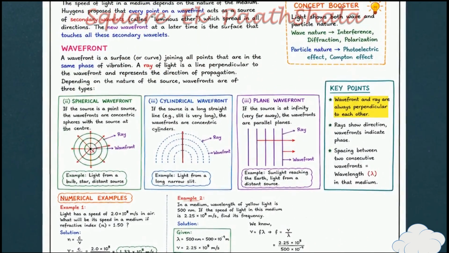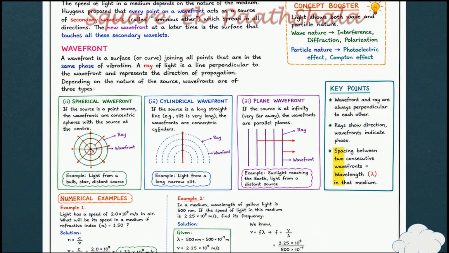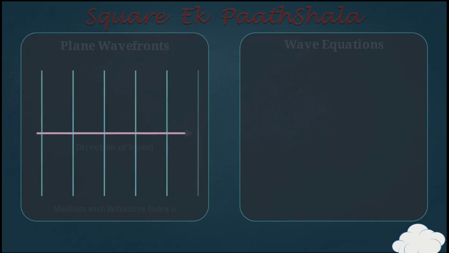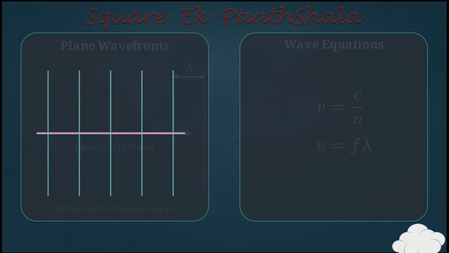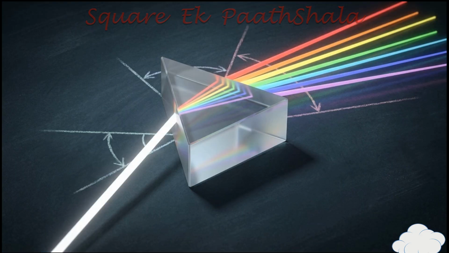Wavefronts and rays are always perpendicular. Wavelength spacing is uniform in a single medium, and the medium's density dictates the final speed. By combining the geometric properties of the wavefront with these specific velocity and frequency formulas, we can map the physical behavior of light through any medium.